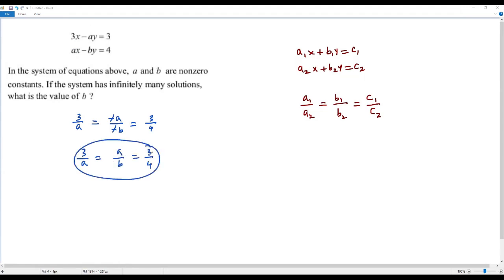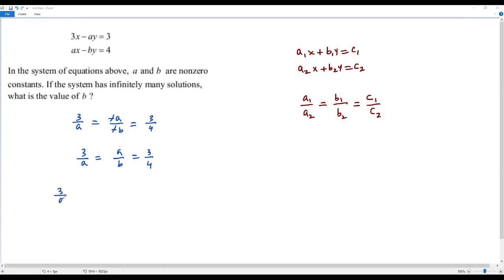Since all the three ratios are equal, we can equate the first ratio and third ratio. When I do so, I'll be able to get the value of a. Once I get the value of a, I can equate the second ratio and third ratio and get the value of b. Now let me equate the first ratio and third ratio.